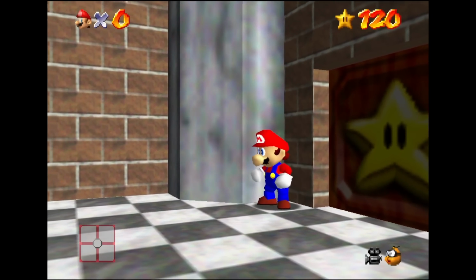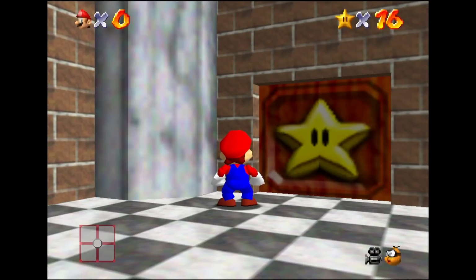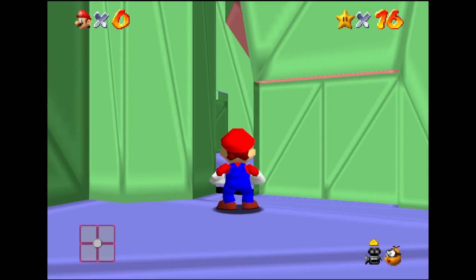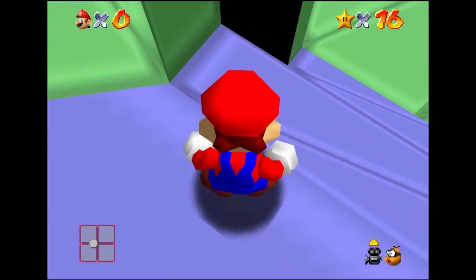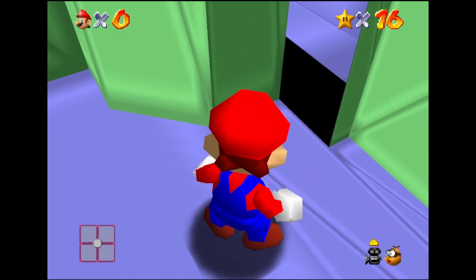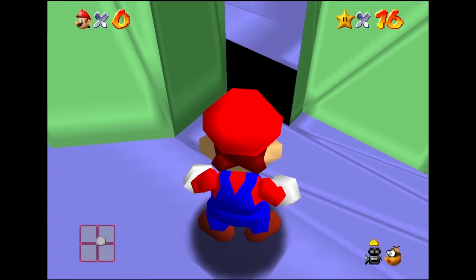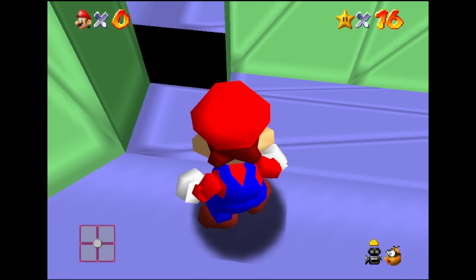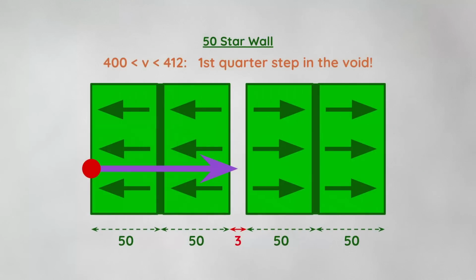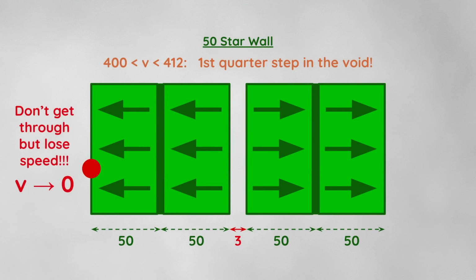Our speed got set back to 0 for seemingly no reason. If we use hacks to remove this wall, we see that there's no floor surfaces between the 2 walls, i.e. this area is out of bounds. So now we know what happened. Our quarter step ended up out of bounds, so the game set our speed back to 0.